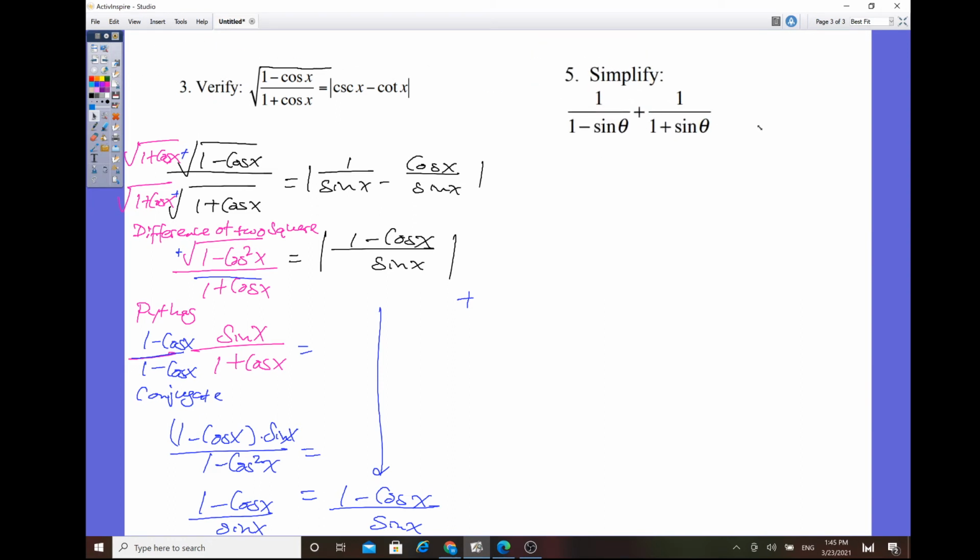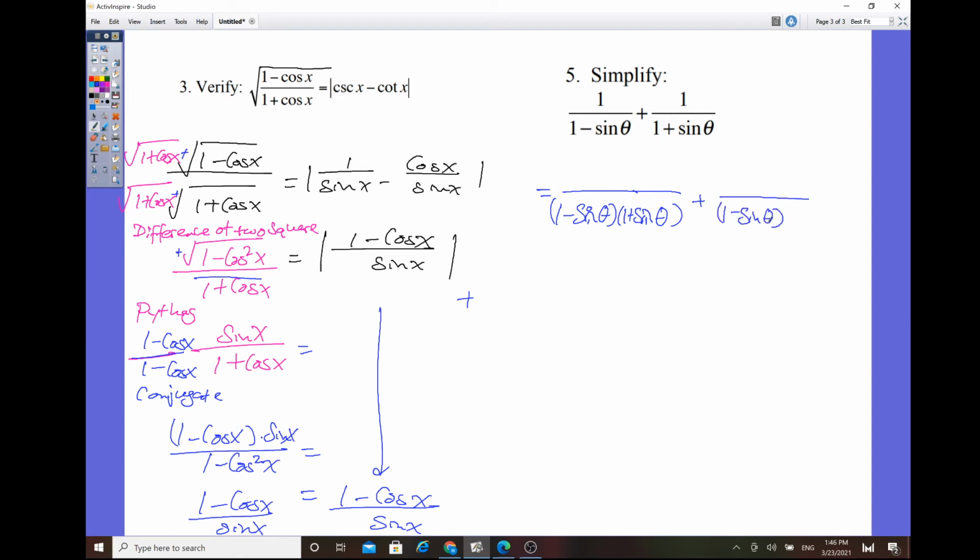So quite similar to the one that we've been doing. Again, find the LCD. This one, the LCD we consider is 1 minus sine of theta times 1 plus sine of theta, since they don't have anything in common. Anything that's missing on the top and the bottom, you want to multiply it. So this one you multiply by 1 plus sine theta, and this one here, multiply by 1 minus sine theta.